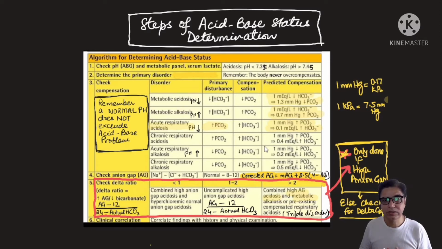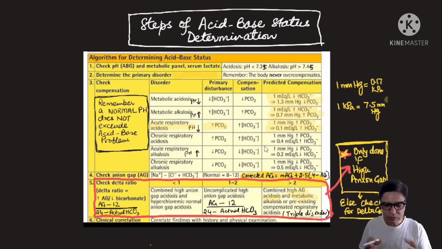But in reality, sometimes more than one process might be going on. It might be a high anion gap metabolic acidosis, and with that there might be a component of normal anion gap metabolic acidosis as well, or there might be three things going on, like high anion gap metabolic acidosis, normal anion gap metabolic acidosis, and a respiratory alkalosis at the same time. Triple disorders, and that can only be determined if you measure the delta ratio, or if you can't measure the delta ratio, then you can check for the delta gap as well.